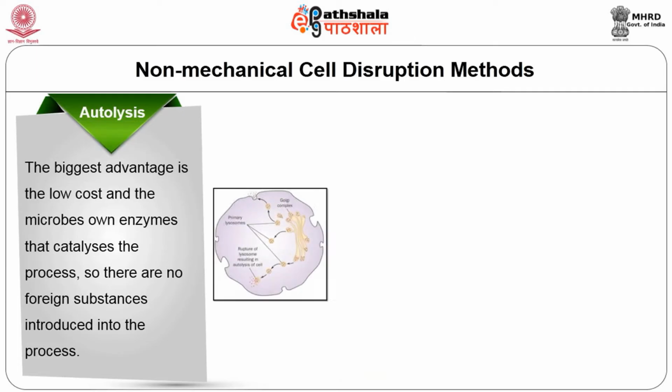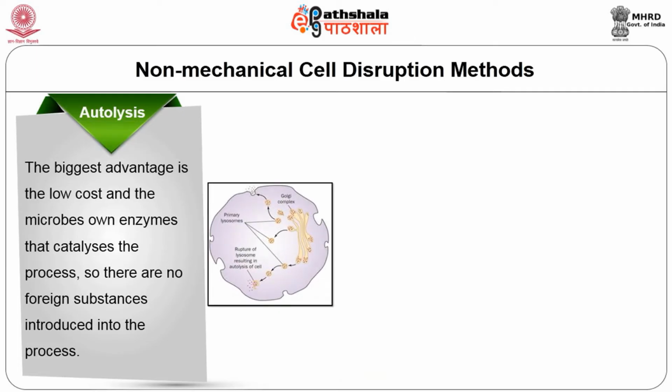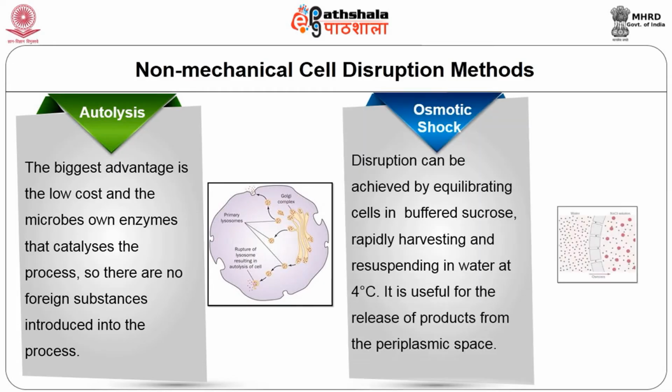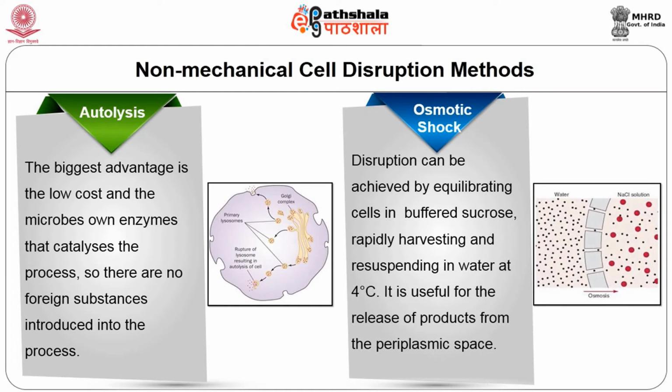In autolysis, the biggest advantage is the low cost and the microbe's own enzymes that catalyze the process. So, there are no foreign substances introduced into the process. In the osmotic shock method, disruption can be achieved by equilibrating cells in buffered sucrose, rapidly harvesting and resuspending in water at 4 degrees centigrade. It is useful for the release of products from the periplasmic space.